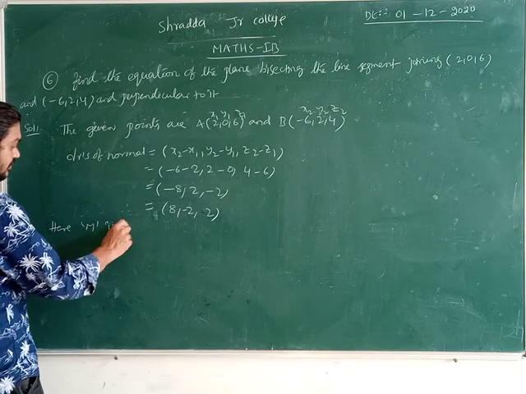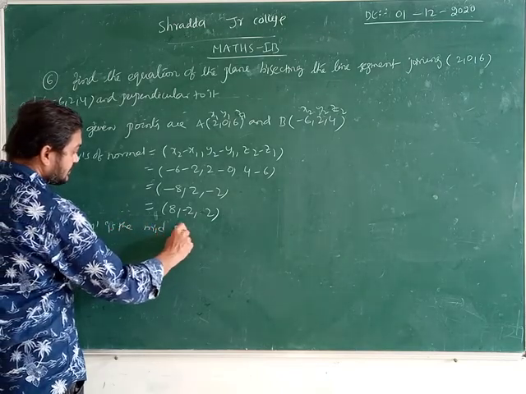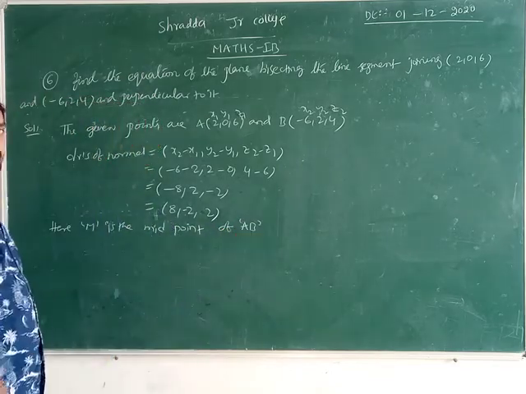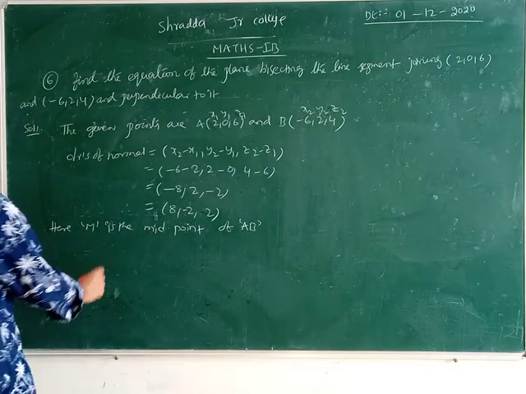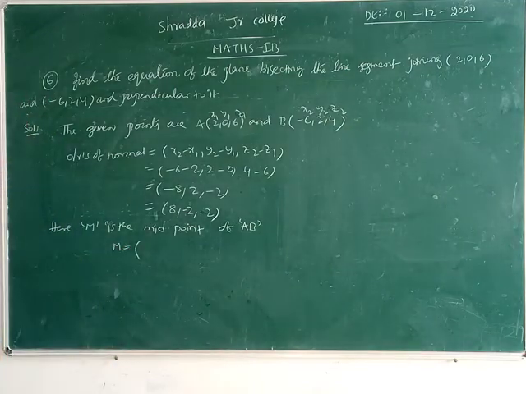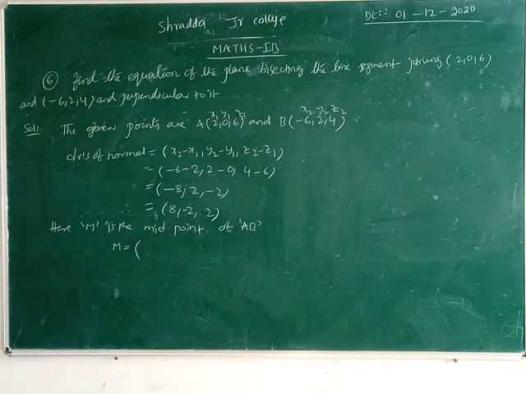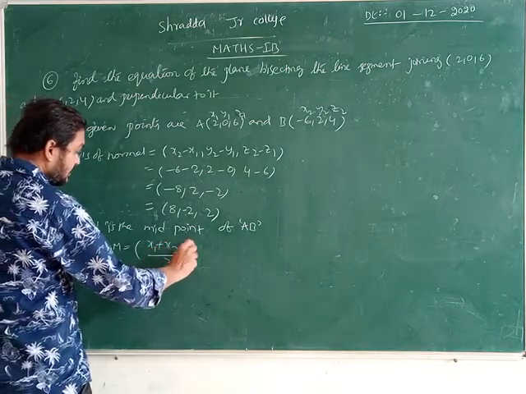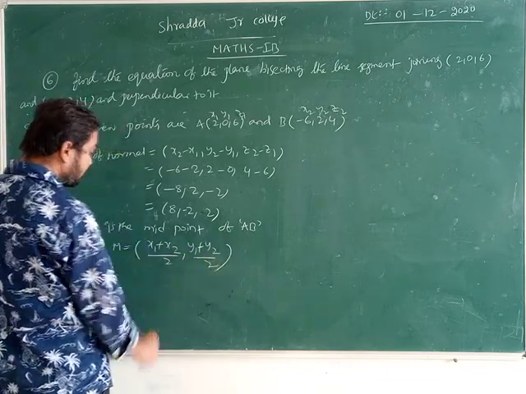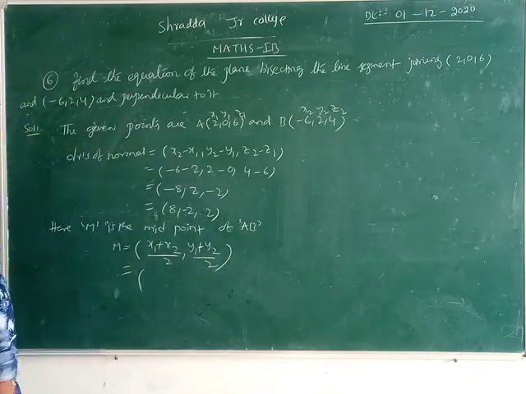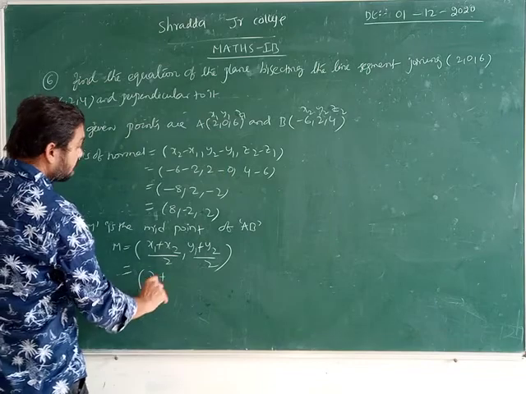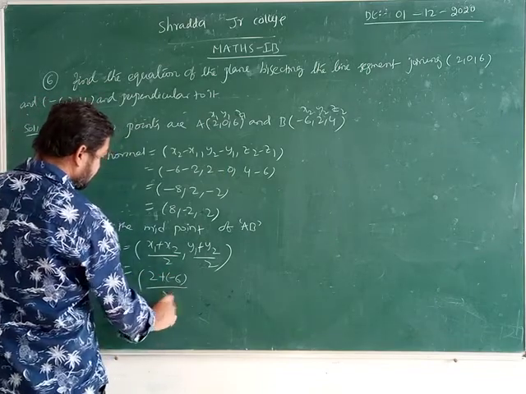And next, see here, M is the midpoint of AB. Now M equals, what is the formula for finding the midpoint? That is (x1 plus x2) by 2, (y1 plus y2) by 2. Now take the given points. What is x1 here? 2 plus x2, that is minus 6, by 2.